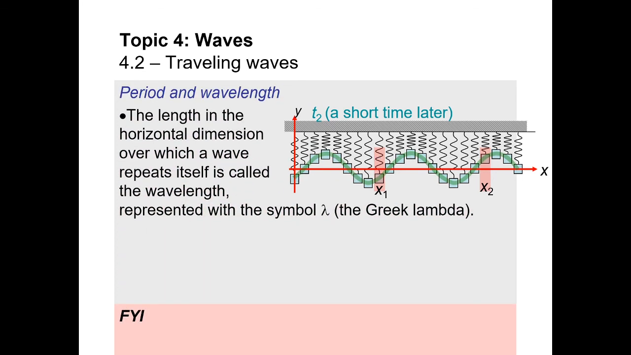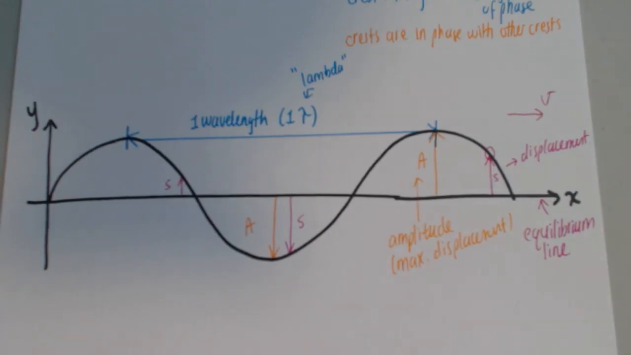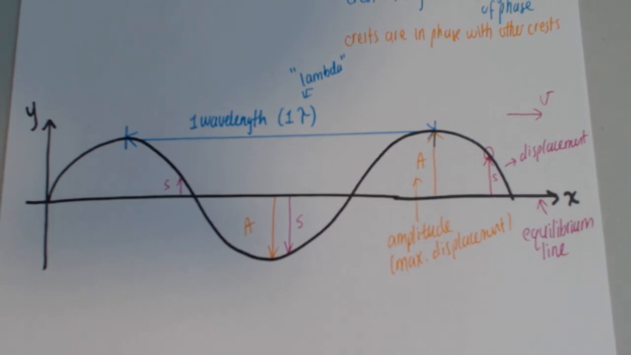Period and wavelength. So we already defined wavelength. I introduced you to the symbol lambda, or this Greek letter, which means wavelength. So wavelength is the distance of a full wave, or the length of a full wave. Now, period just means the time of a full wave, or the time of the cycle. Okay, so let me show you this.